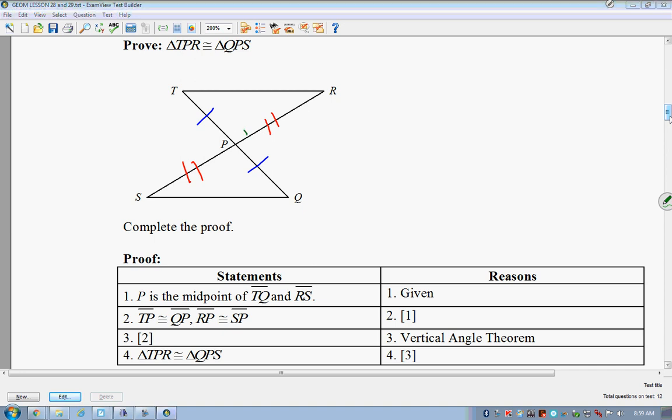TPR. Now we're going to get this. TPR and SPQ. So angle TPR is congruent to SPQ. And then our last one is going to be the side angle side congruency postulate.